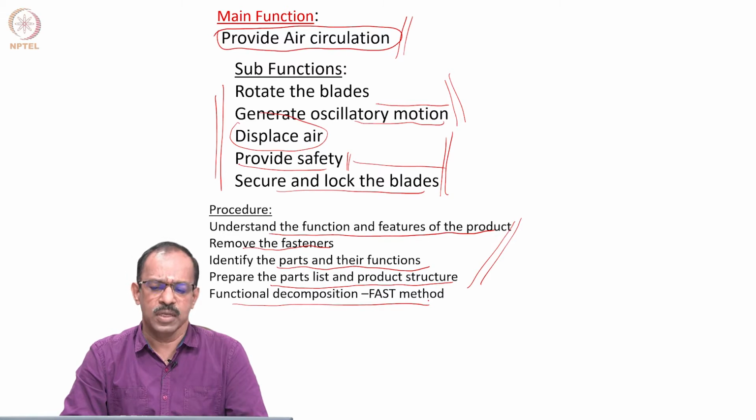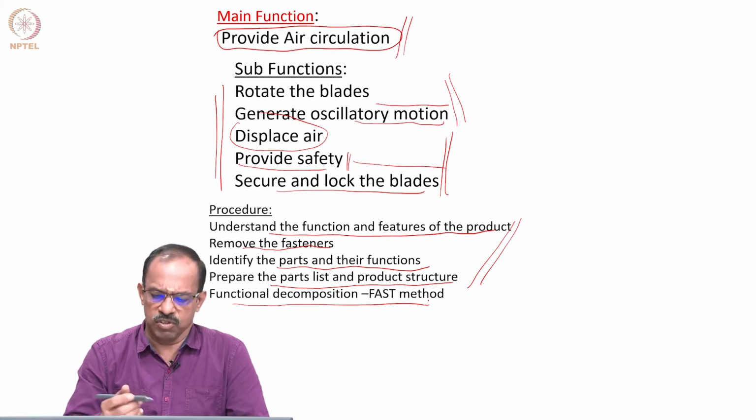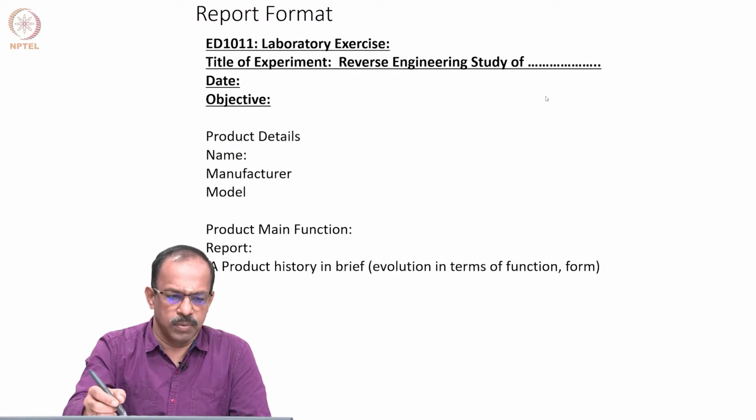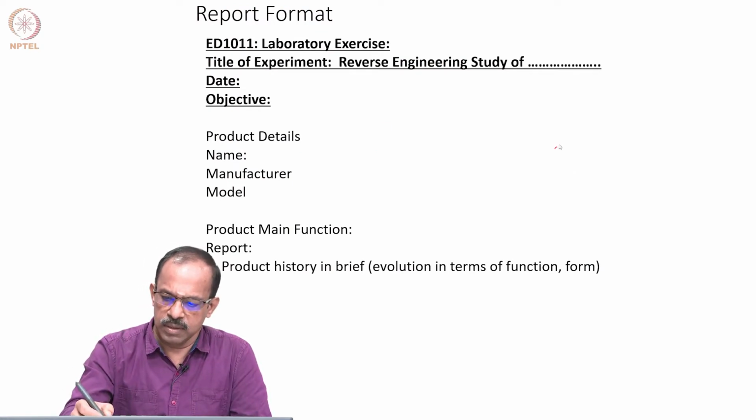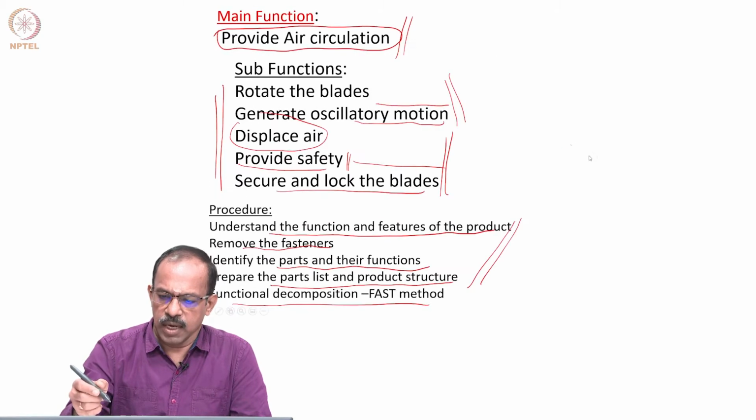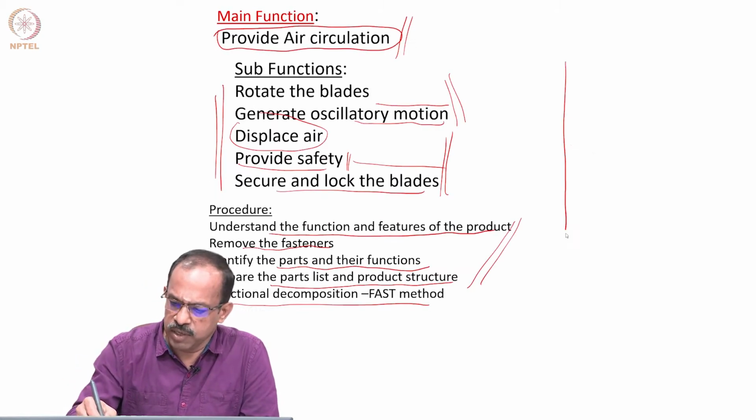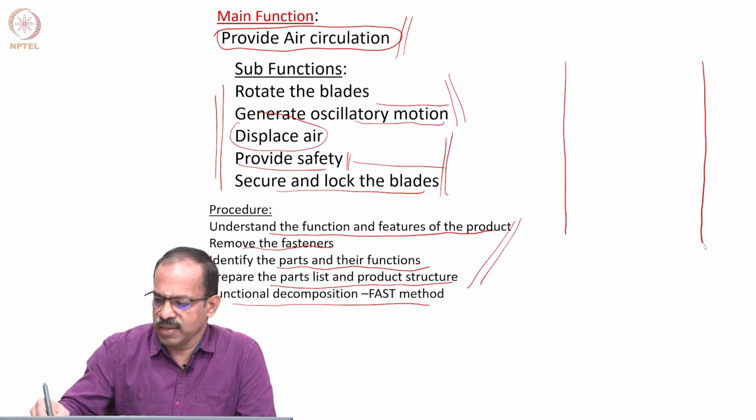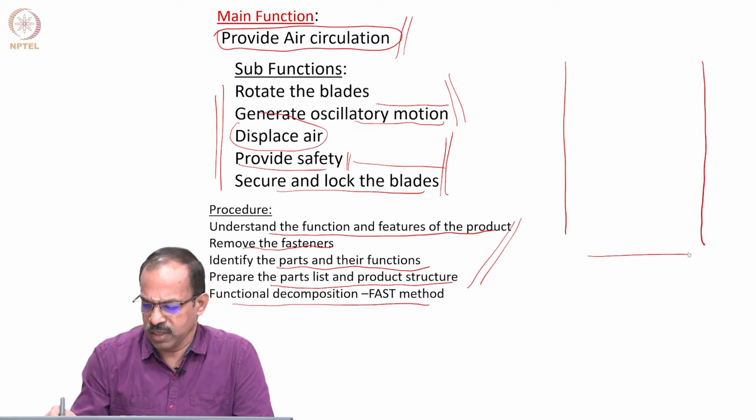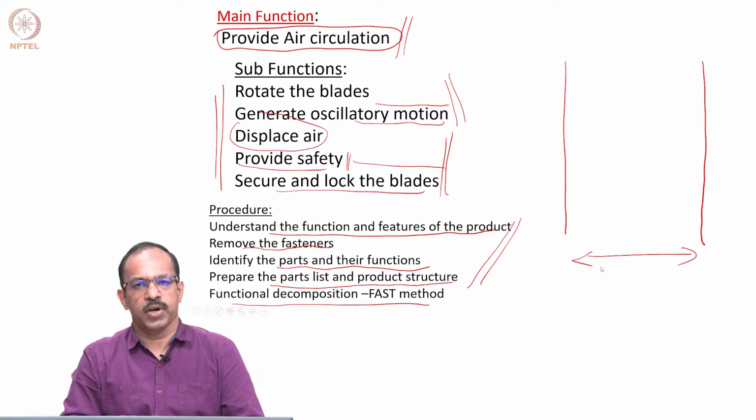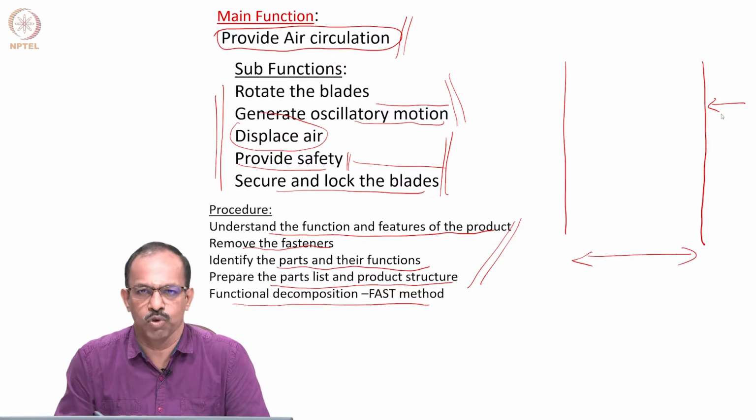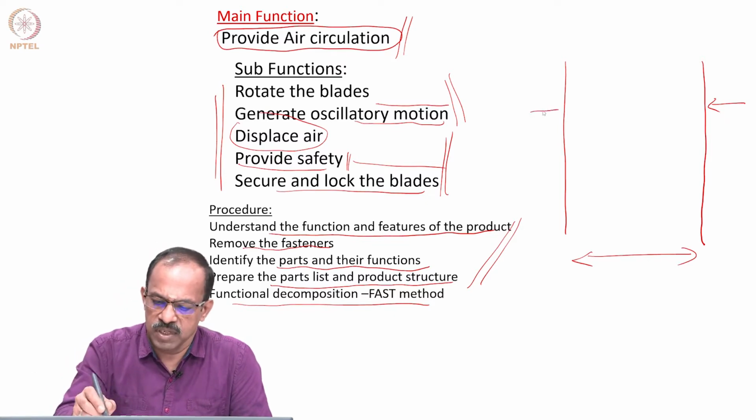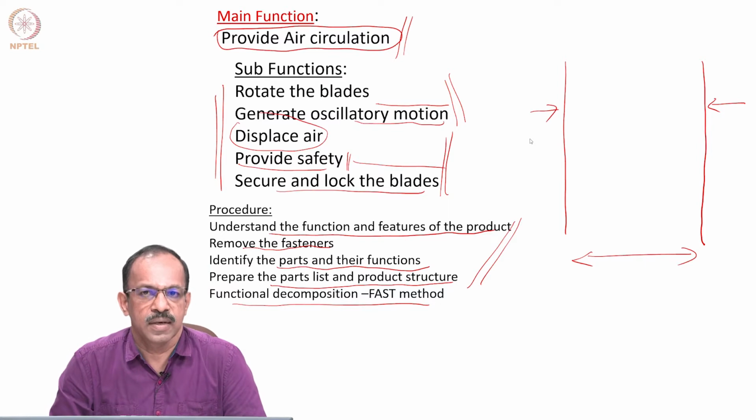So how will you do this? So you know how to do the FAST method. Sorry, I'll go back. Yeah, so with the FAST method, basically we draw two lines and say that this is the product domain. Whatever happens inside is the product domain, and then something is coming in as an input, the assumed functions, and then something is there which is the output or the required function.